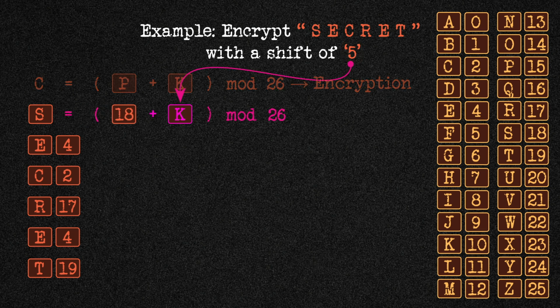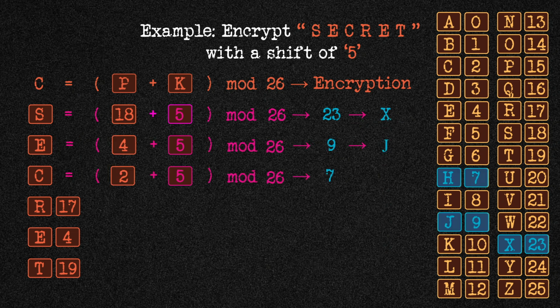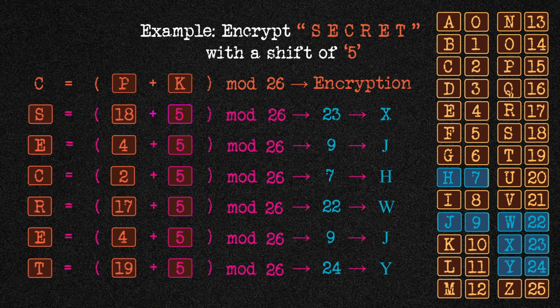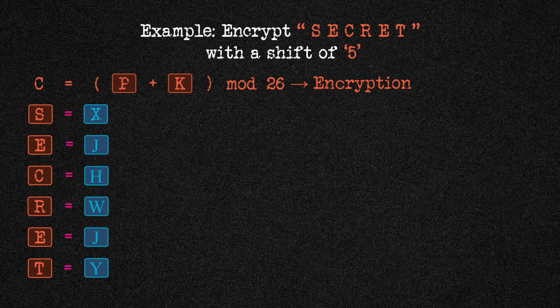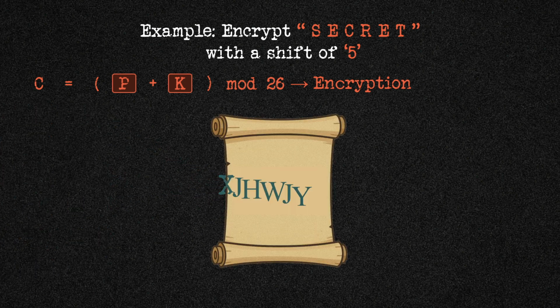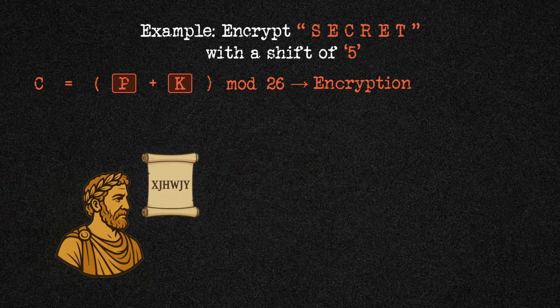Now we'll apply our shift key of 5 to each number. Let's do the calculations. After performing the calculation, we get the result 23. Now, checking our alphabet index table, we see that position 23 represents the letter X. Repeat this process for the rest of the letters. After completing all steps, our final encrypted output is X, J, H, W, J, Y. It is now ready to be sent securely to another person.